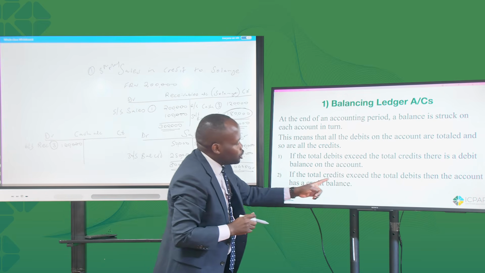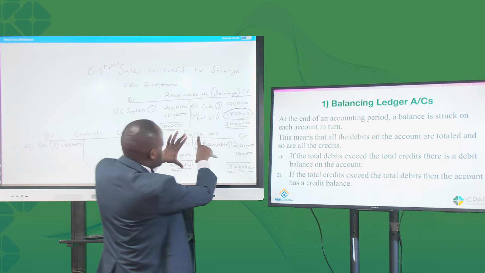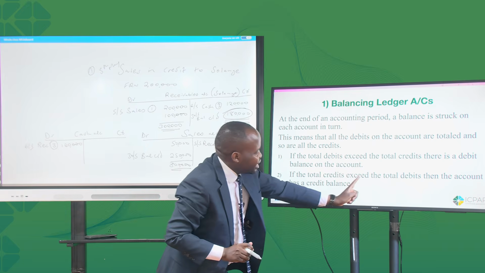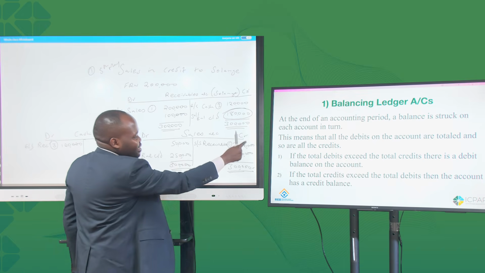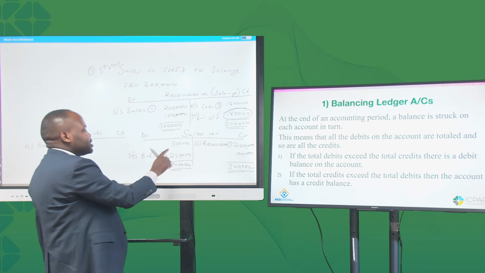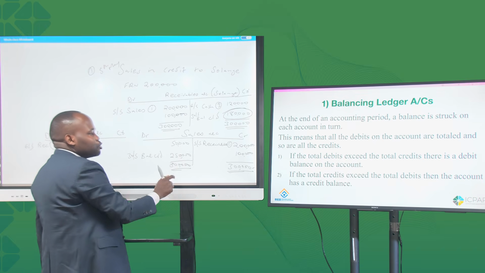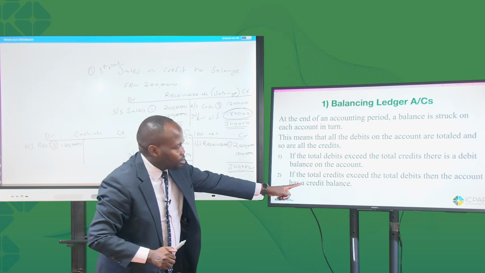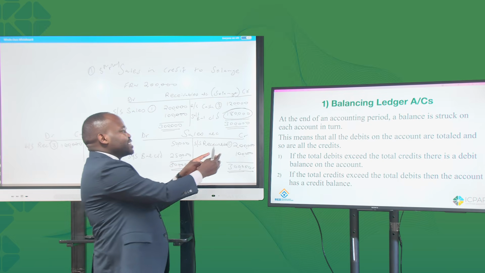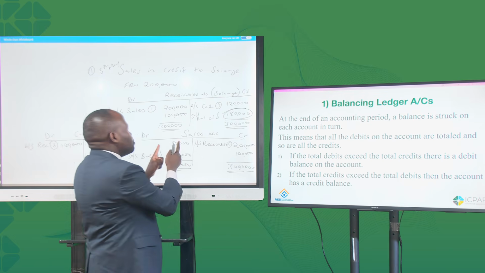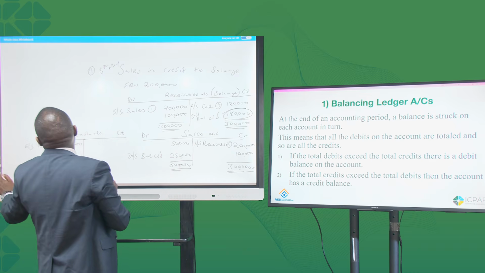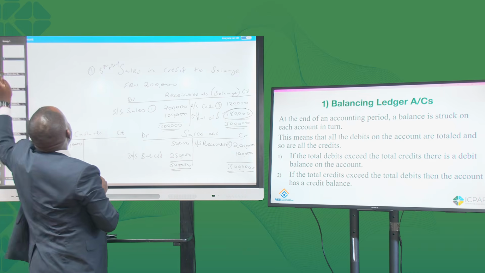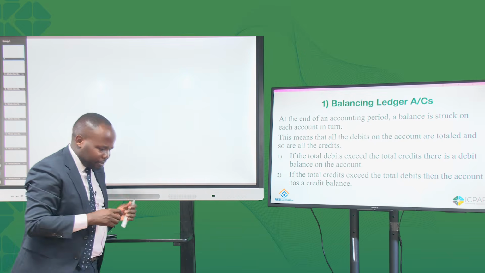If the total in the credits, this second example, if the total in the credits exceeds the debits, so if the total in the credits 300 exceeds the total here was 50, it means then the account is a credit what? Balance. It means the credit is more than the debit. So the point in these ledgers, the point is this.